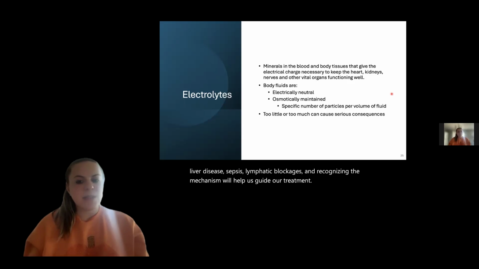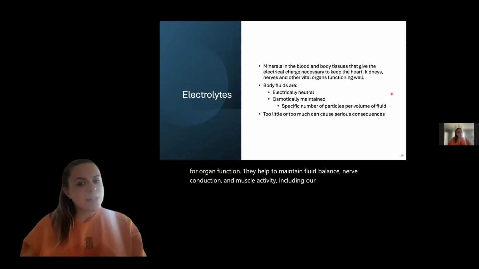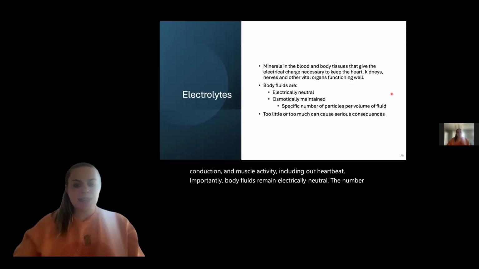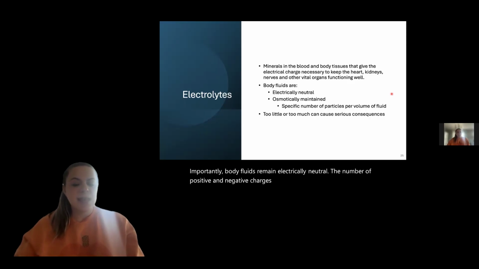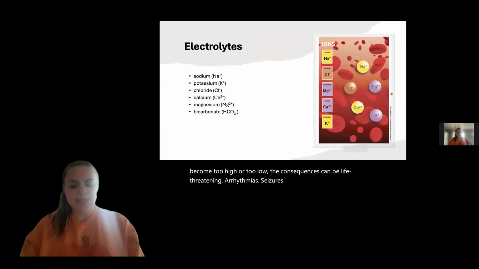Electrolytes then are minerals with electrical charges that are critical for organ function. They help to maintain fluid balance, nerve conduction, and muscle activity, including our heartbeat. Importantly, body fluids remain electrically neutral. The number of positive and negative charges must balance. Because if electrolytes become too high or too low, the consequences can be life-threatening: arrhythmias, seizures, even paralysis.